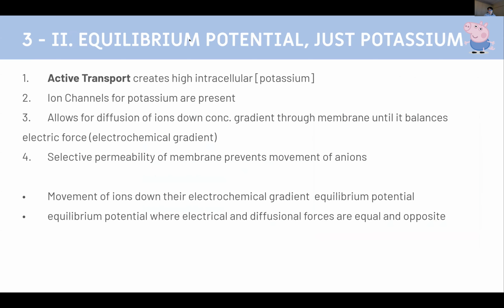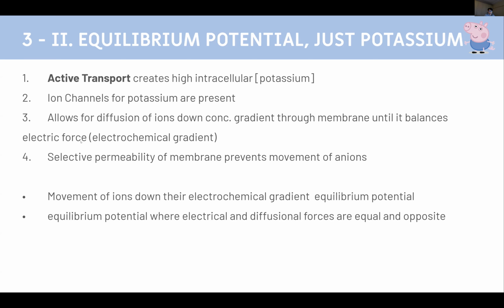So let's first look at what if we just had a cell with only potassium and basically no other ions? What would happen? Well, our active transport, our sodium-potassium pump, is going to pump in potassium. Remember what we said, it pumps in 2 potassium for every 3 sodium that is pumped out. And this is going to create a high potassium concentration inside the cell. And there are also ion channels, our leaky channels for potassium, that are present. So what this means is that our potassium is going to diffuse down its concentration gradient through the membrane until it balances the electrical force.